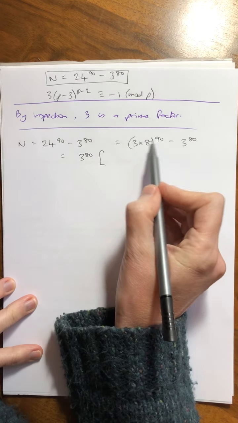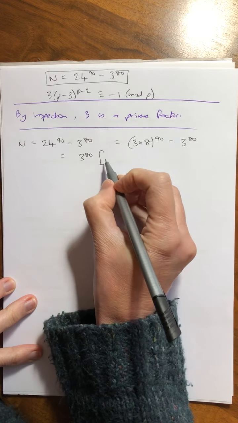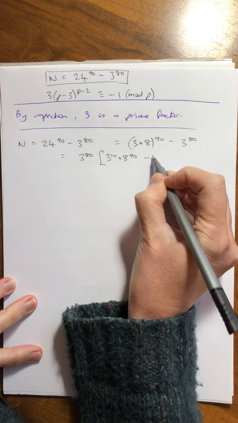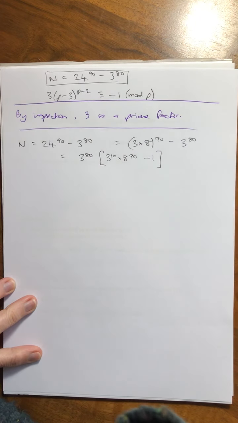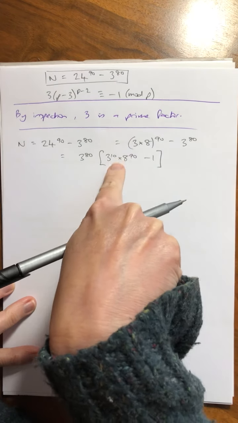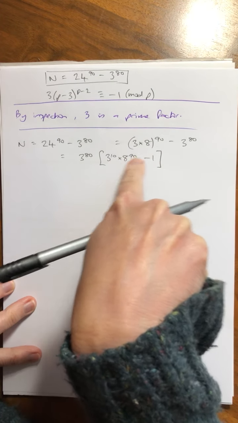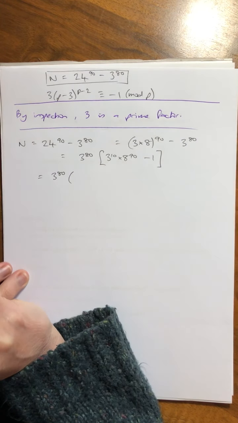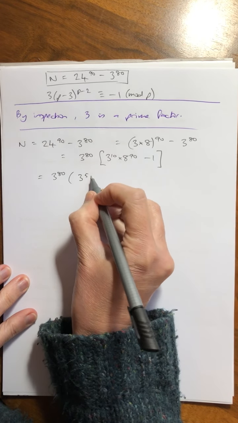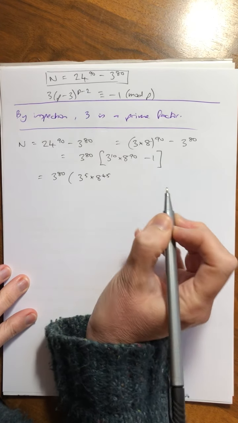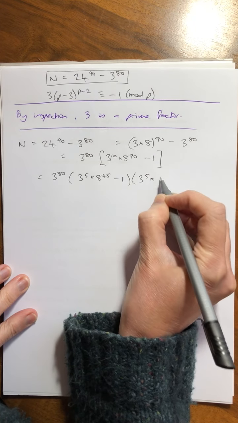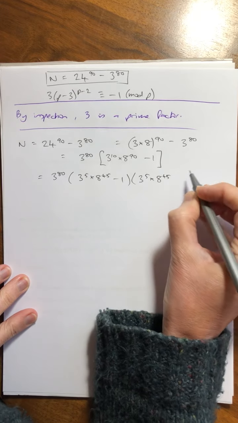If I take out 3 to the power of 80 from there, I'd be left with 3 to the power of 10 and 8 to the power of 90. And I've got a 1 there. What can I do now? Well, I've actually got a difference of 2 squares, haven't I? I can write that as 3 to the power of 80, 3 to the power of 5 times 8 to the power of 45 minus 1, and then 3 to the power of 5 times 8 to the 45 plus 1.